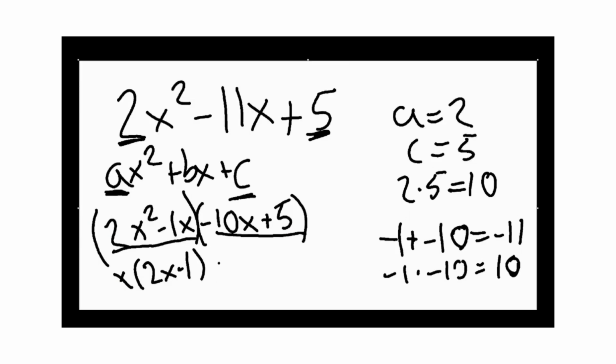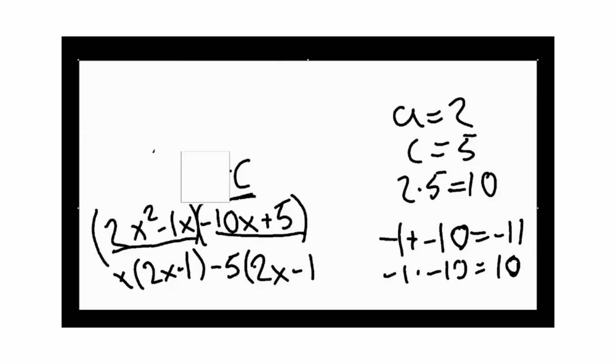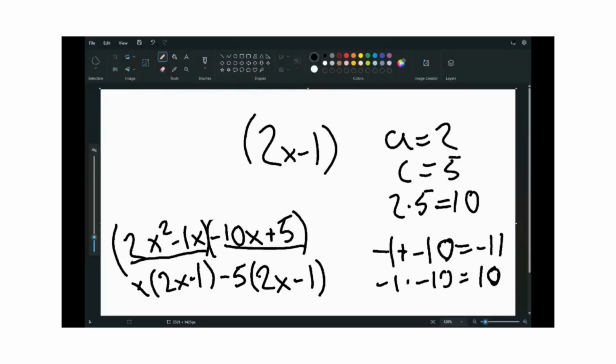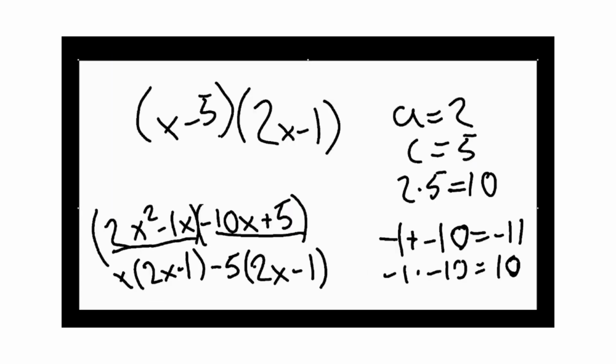And then we can factor out a negative 5 from the other group, leaving us with negative 5 times 2x minus 1. And because we have two sets of 2x minus 1, we can group that together into one bracket. And then we take our outer numbers, and we get x minus 5 from that, leaving us with the final answer of x minus 5, 2x minus 1.